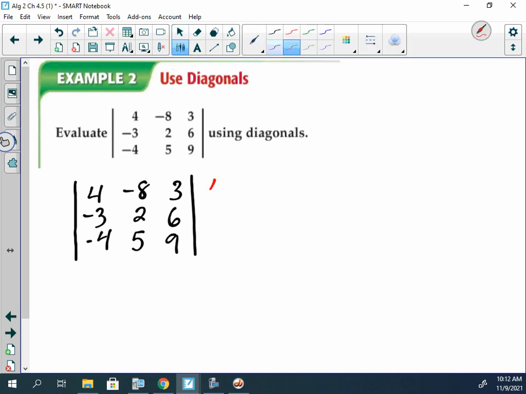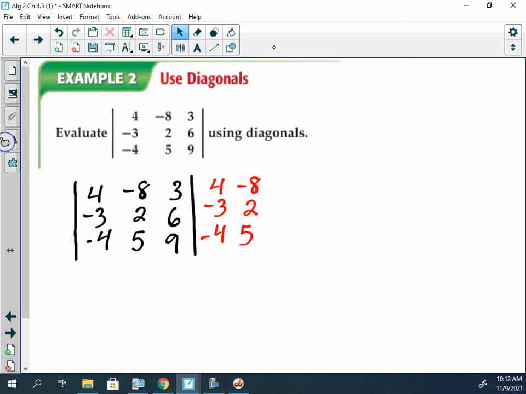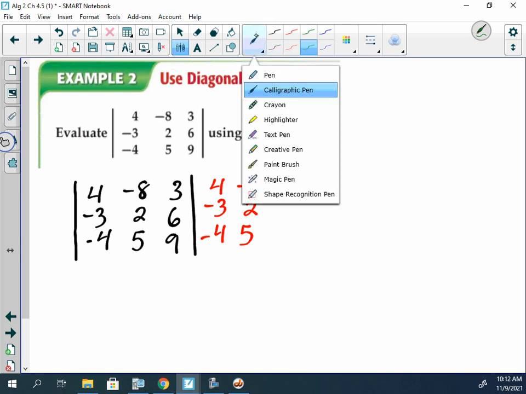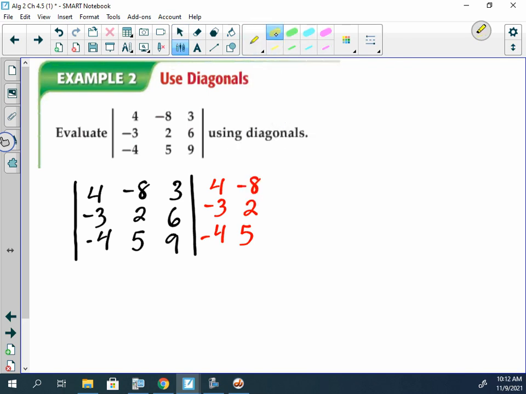I'm going to rewrite the first two columns next to it. Because now, like I did at the beginning where I had to wrap it around, now we can actually go straight down. We don't have to worry about trying to come back, have -8, 6, and -4 come back around. So now when we look at our diagonals going from the left to the right, we have that nice one, this nice one, and this nice one here. We have three nice diagonals coming across.